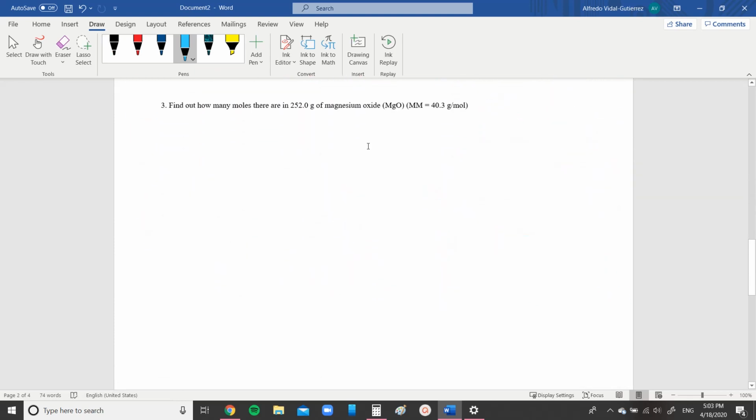So another problem, pretty similar in comparison to it. We're asked to find out how many moles there are in 252.0 grams of magnesium oxide. So this is what you start off with. And you're asked to determine the amount of moles. So the process should be going from grams of magnesium oxide, that's MgO, see it's written right here, and you're asked to determine or convert it into moles of magnesium oxide, MgO.